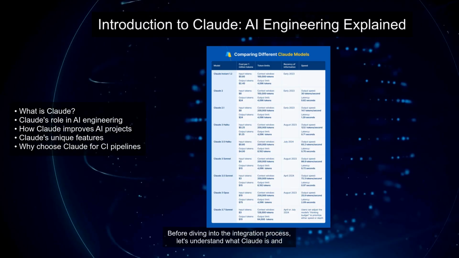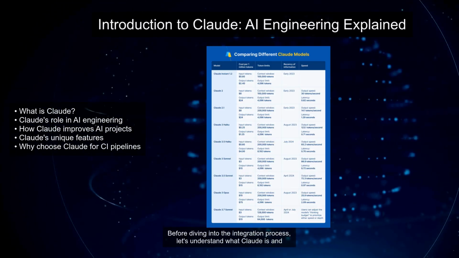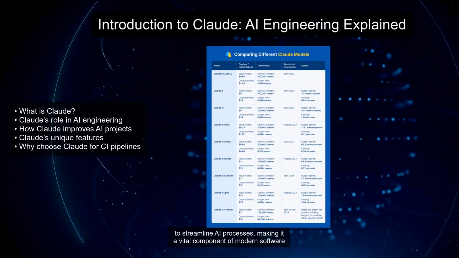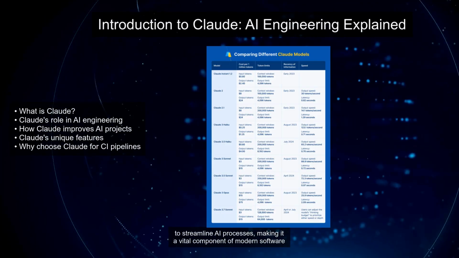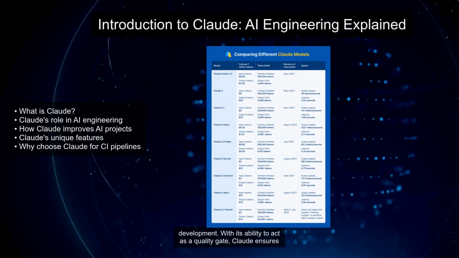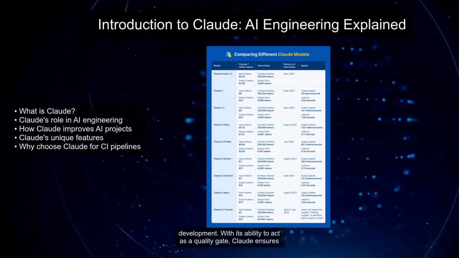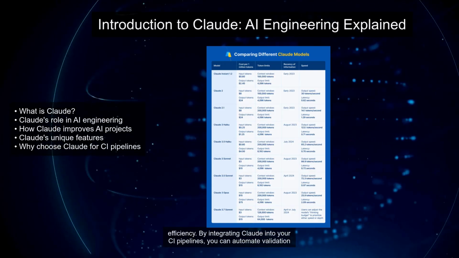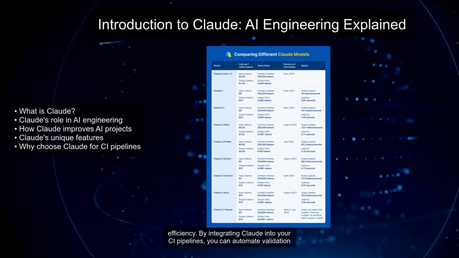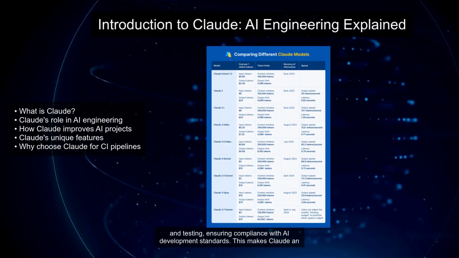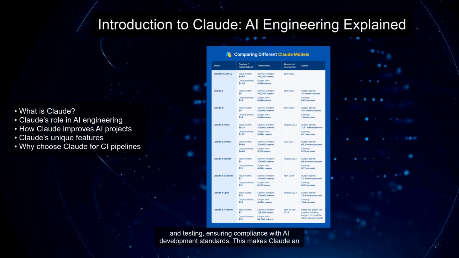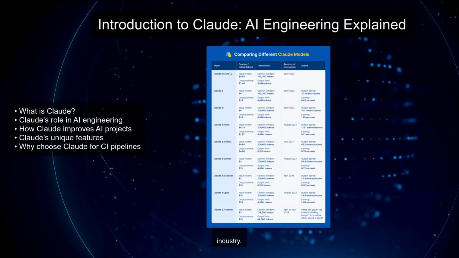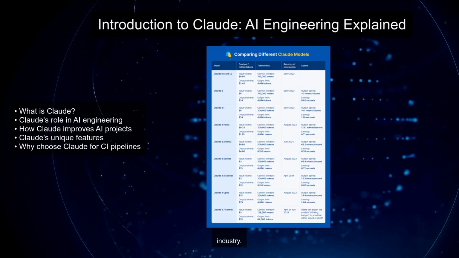Before diving into the integration process, let's understand what Claude is and its significance in AI engineering. Claude is an advanced AI model designed to streamline AI processes, making it a vital component of modern software development. With its ability to act as a quality gate, Claude ensures that only the highest quality code passes through, reducing errors and improving efficiency. By integrating Claude into your C pipelines, you can automate validation and testing, ensuring compliance with AI development standards. This makes Claude an indispensable tool for AI projects, providing a competitive edge in the tech industry.